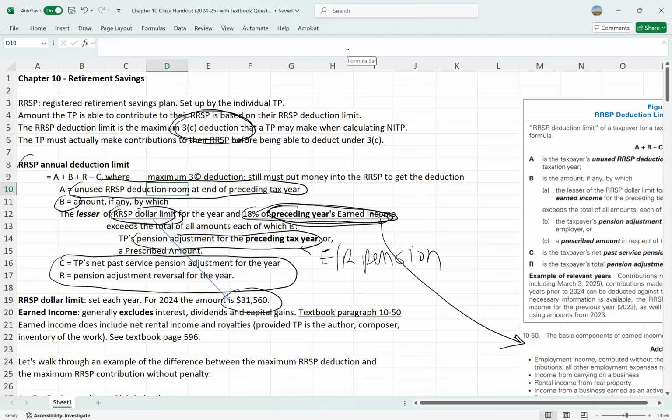RRSP. So it's just trying to say that if you put money into a company pension plan, that will reduce the amount that you can contribute to your own RRSP that you set up on your own, that you do, for example, through your bank.